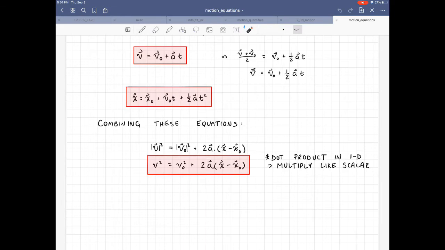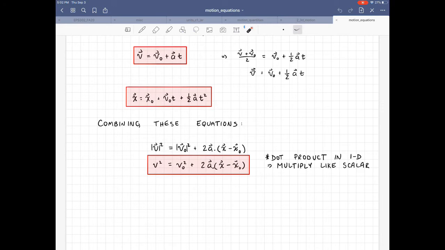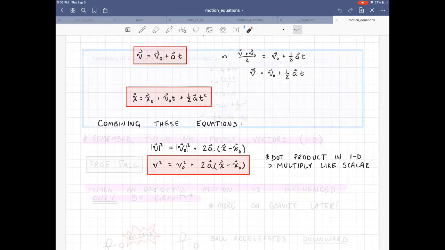I'm just pointing out up here that really this is the magnitude of v squared, and this is the magnitude of v naught squared. What's going on here is a dot product, because they are vector quantities. But in one dimension, the dot product basically turns into what you think of as traditional multiplication. And so these three expressions are the three kinematic equations that we're going to use to solve pretty much every motion problem in this course.